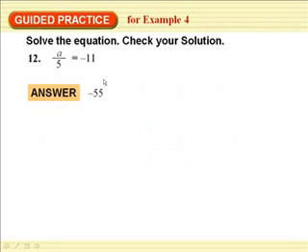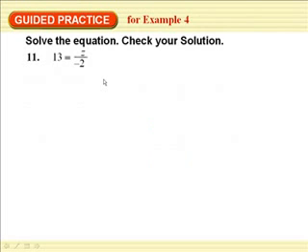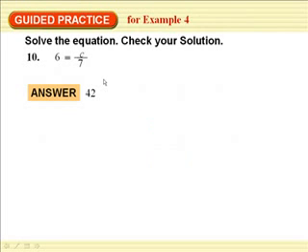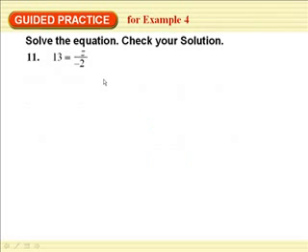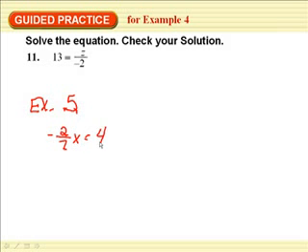Example, where's example number 5? All right. Sorry, it looks like example number 5 is not here, so we're going to stick it in right here. Example number 5. Watch and learn. Look at this. Negative 2/7 x equals 4. Remember when we were talking about the reciprocal before? I said we'd come back to it.